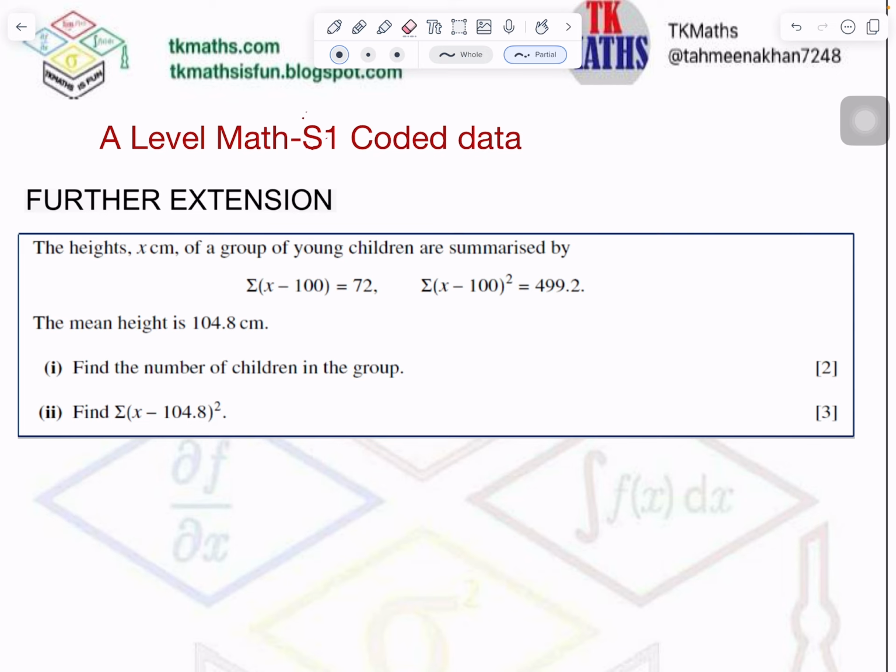In today's video, we will solve a question on A-level mathematics S1 coded data. This is actually a challenging question, or you can say further extension. In the previous videos, I have already solved challenging questions, but this is, I would say, a further extension. So let's start solving it.